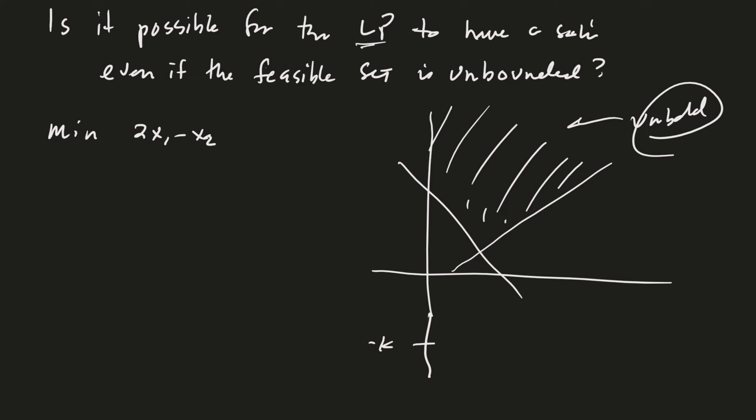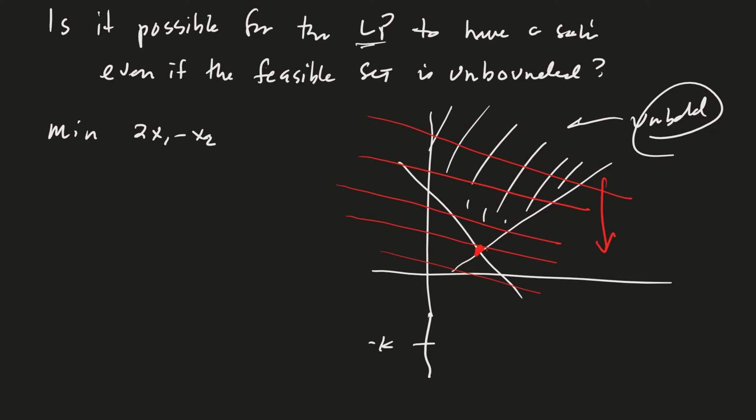What I'm thinking about geometrically is that suppose our isoprofit lines went like this, and to minimize, the line gets lower and lower. I'm not writing down what the actual isoprofit line is. I'm just saying that in this case, you can see that it's possible that the LP has a solution even though the region is unbounded.